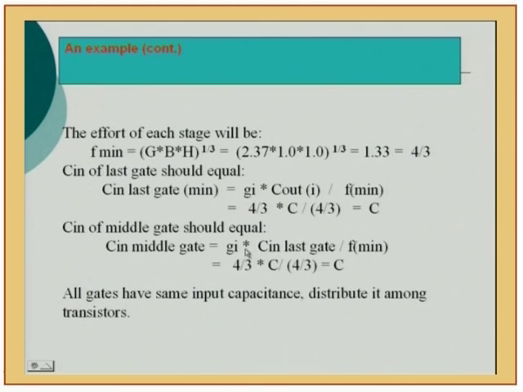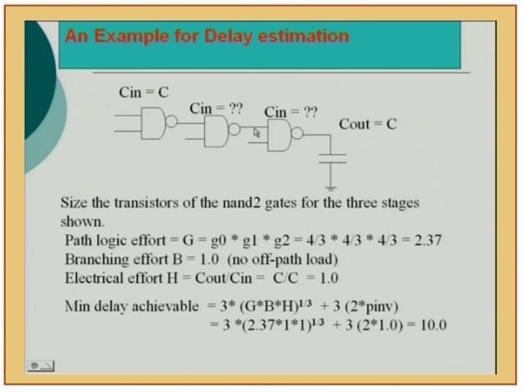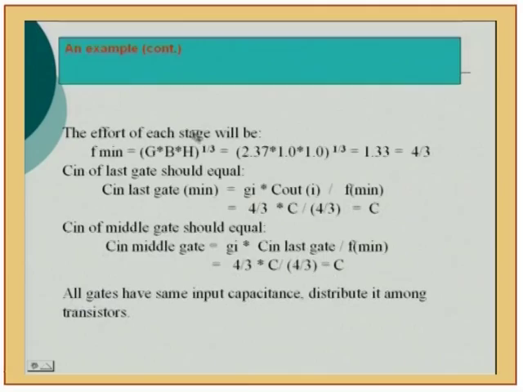Use this C, for example this C now here, and calculate by the same logic. In this case it will come the same because you are using the same two input NAND, but if this gate is different then it may get a different value. So you got C for the middle gate also. This way you can find the input capacitance and therefore the size.